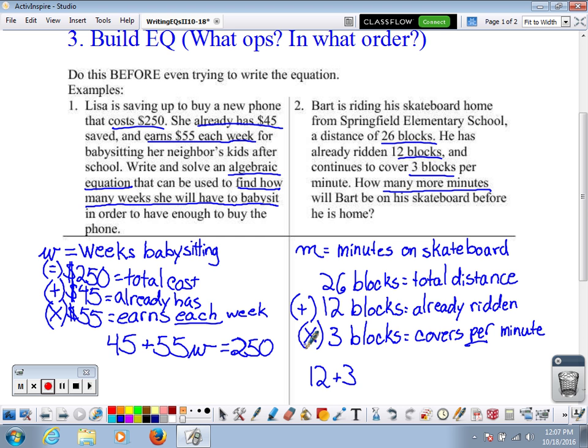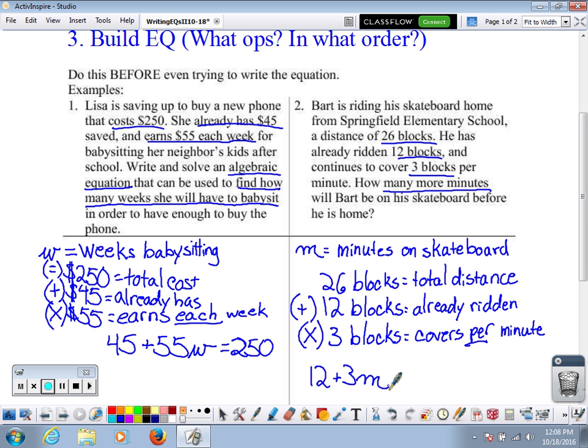Well, it might be 3. We don't know just yet. For right now, it's M minutes. That's what we're trying to find. Okay? So we're taking the 12 that he's already ridden plus 3 blocks per minute times the M minutes that we're trying to find. Now, what about this 26, this total distance?